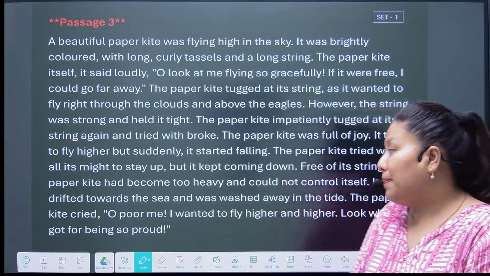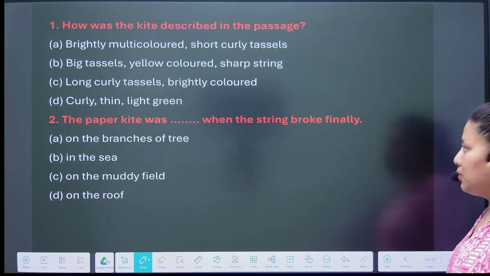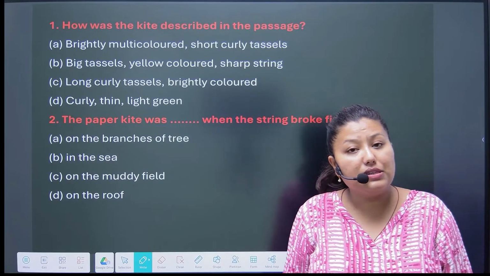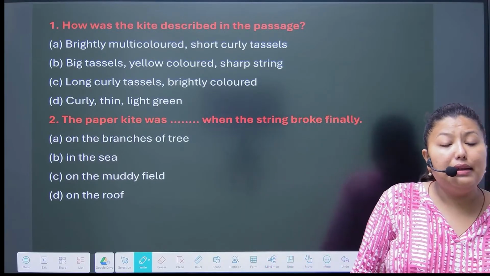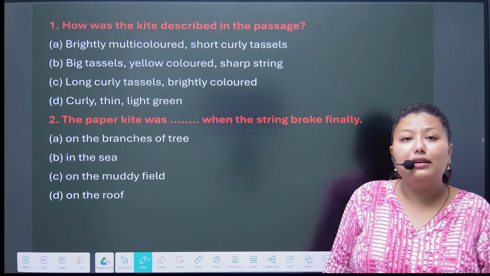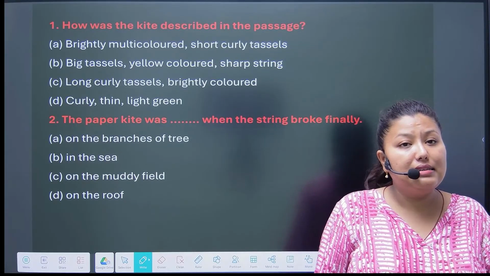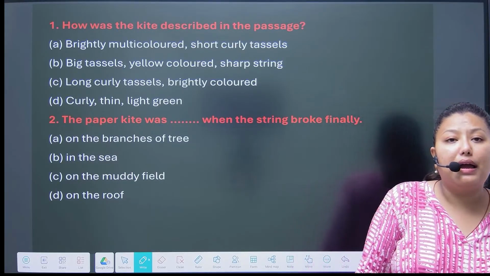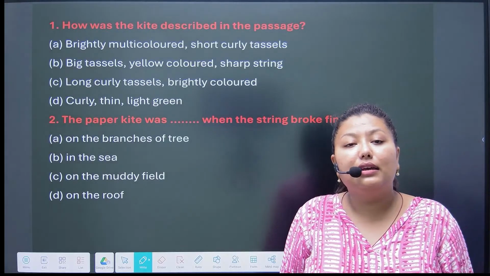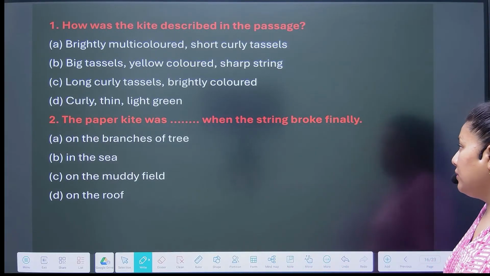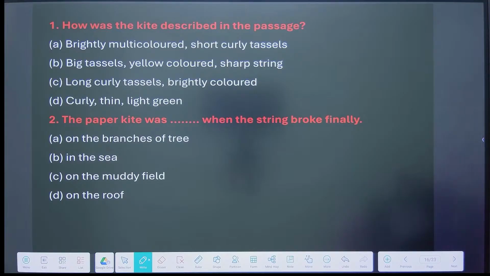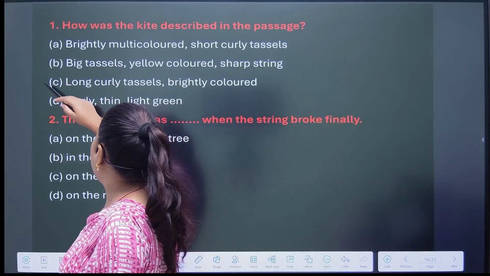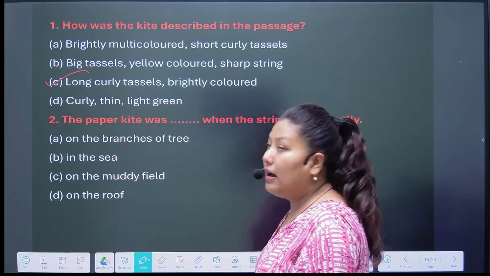Okay, so the passage is done. Now we will solve the questions. The first question is, how was the kite described in the passage? Options are brightly multicolored, short curly tassels; or big tassels, yellow colored, sharp string; or long curly tassels, brightly colored; or curly thin, light green. The correct answer is long curly tassels and brightly colored. Option C is the correct answer.